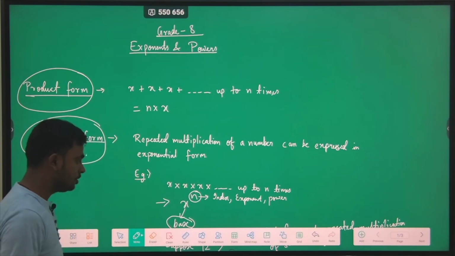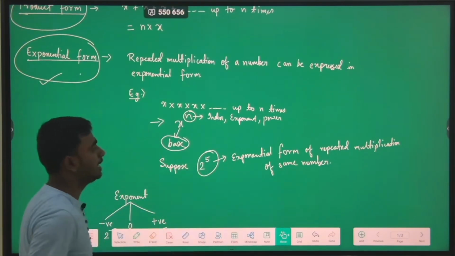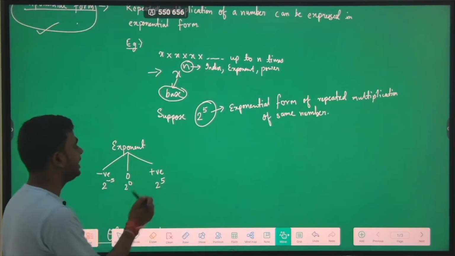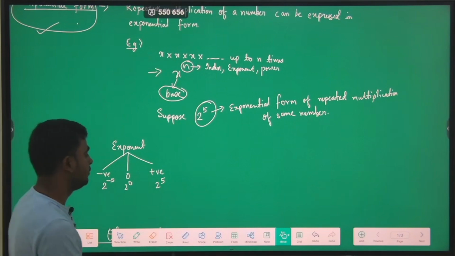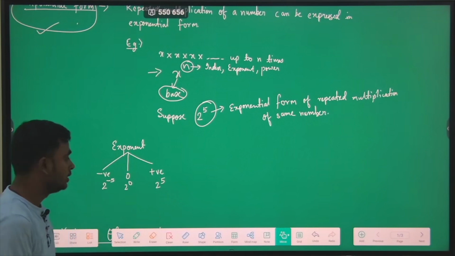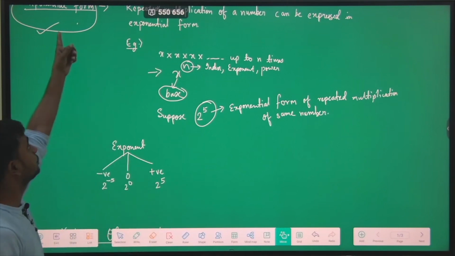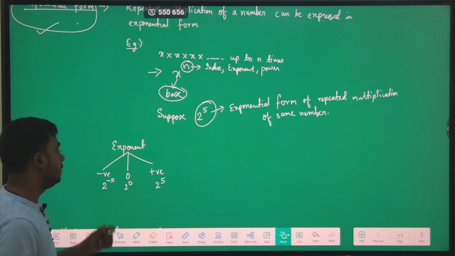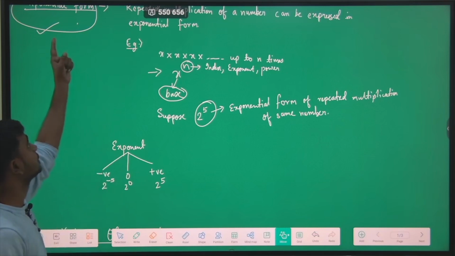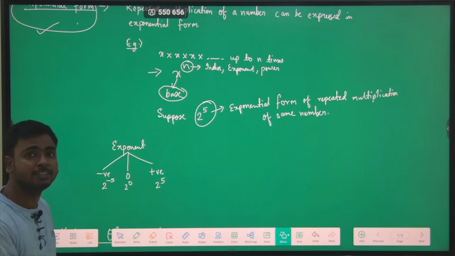Now, what can this exponent be? This exponent can be positive, negative or 0. When it is positive, let us suppose we are writing 2 to the power 5, this exponent is positive. When the exponent is 0, then the exponential form is actually 1. Anything to the power of 0 is 1.